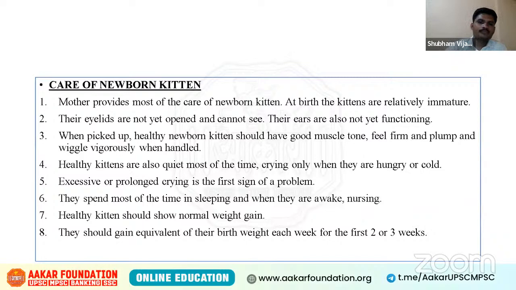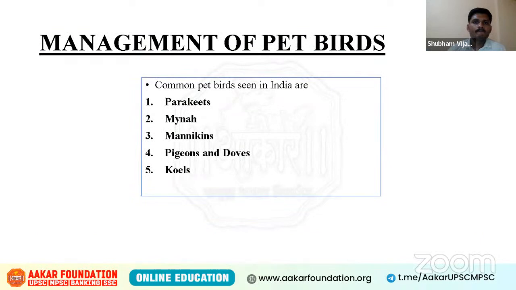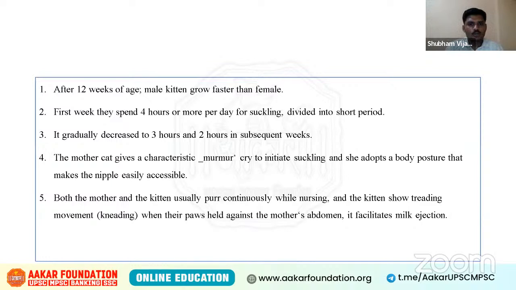So after finishing this cat part, we'll take a short break. After 12 weeks of age, once the kitten attains 12 weeks of age, males start to grow faster in comparison with the females, from 12 weeks of age, meaning after 4 months. In the first week they spend 4 hours or more per day suckling, divided into short periods.